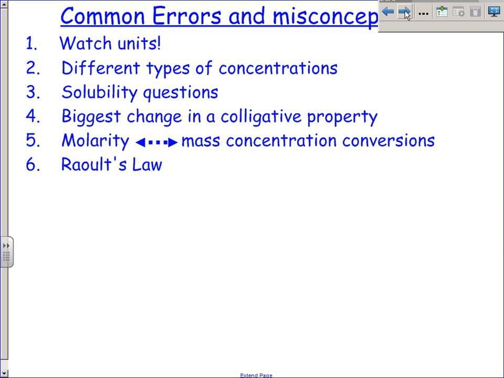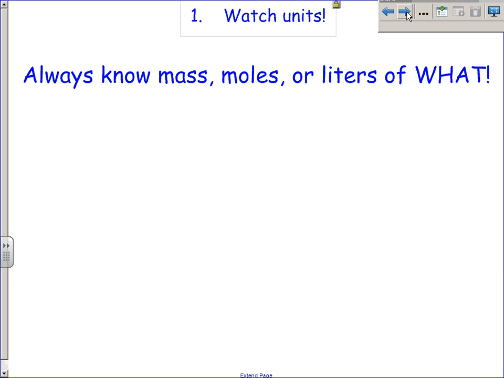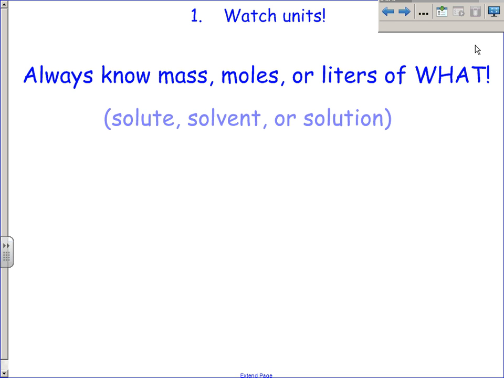And these are some of the common errors and misconceptions that we'll be looking at in this set. Now, first one, watching units. Remember, this is a key component to pretty much every single chapter. Big thing here is always know when you're talking about mass or moles or liters of what in a problem. So are we talking about of solute, of solvent, or solution?